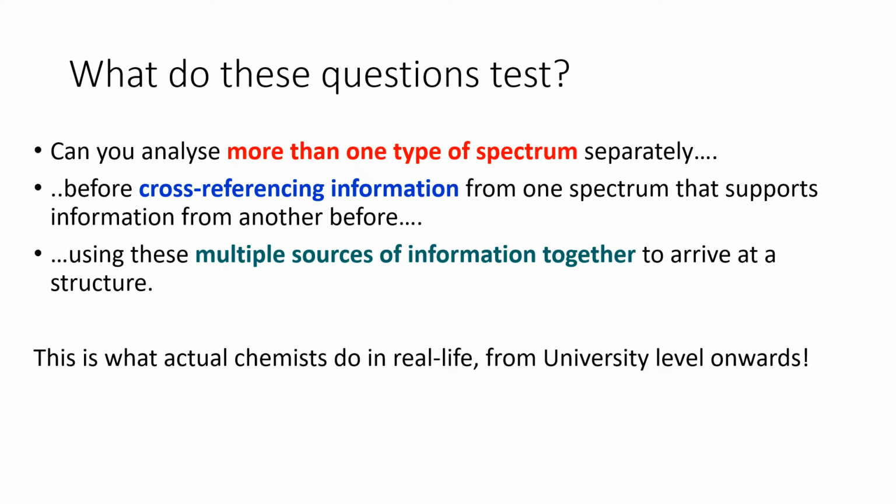This is what actual chemists do in real life from university level onwards. Once they've done their synthesis in the lab, they need to confirm the identity of what they've produced. Or they might be doing some forensic work for an outside contractor, for example, and trying to find out what's in a blood sample.